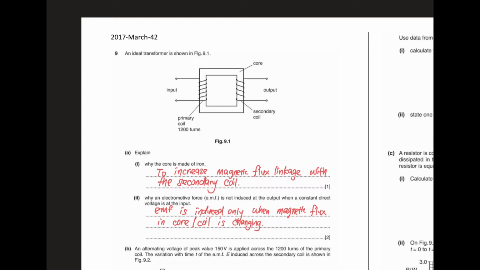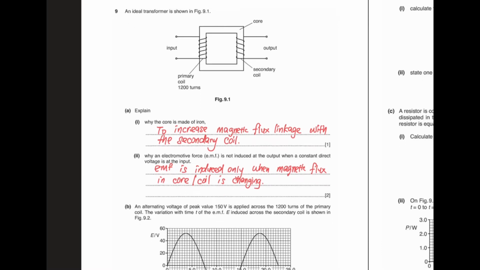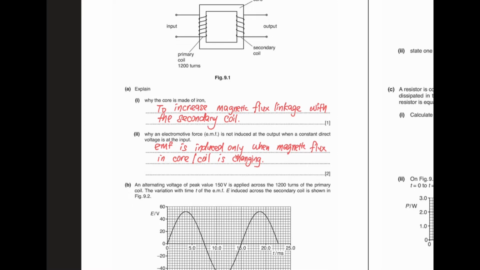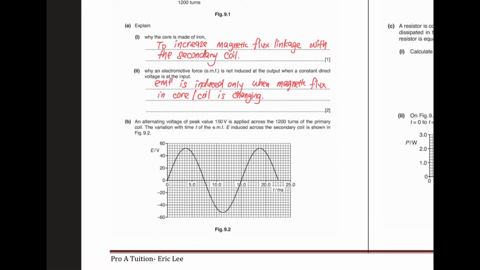So if you are using constant direct voltage, there is no change in the magnetic flux. Then no EMF is induced. Of course, like what I said, when you turn on, it is induced for a short period of time, then after that there is no more value, it becomes zero. So we assume that it is not induced. So we have to use alternating current or alternating voltage.